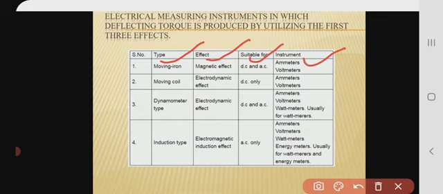Next, coming to the moving coil instruments. It uses the electrodynamic effect and it is applicable for DC only, and ammeters and voltmeters are the instruments of this category. Then dynamometer type instruments. They use electrodynamic effects and are used for both DC and AC supply. Ammeters, voltmeters, and wattmeters come under this category of instruments.